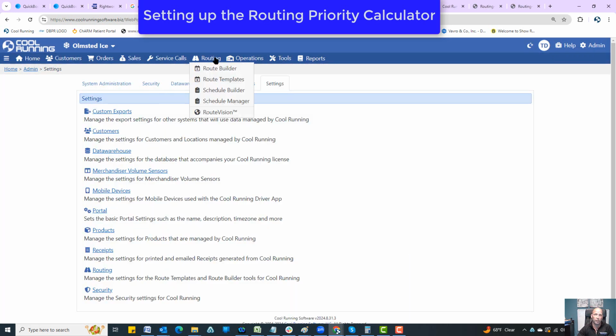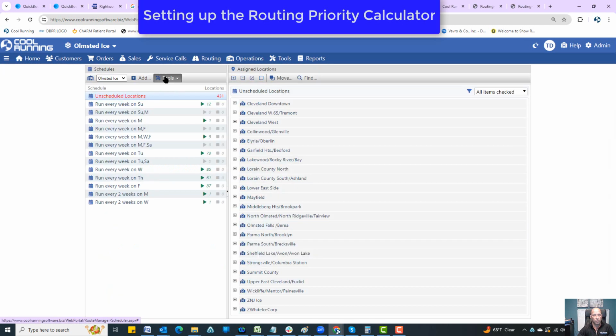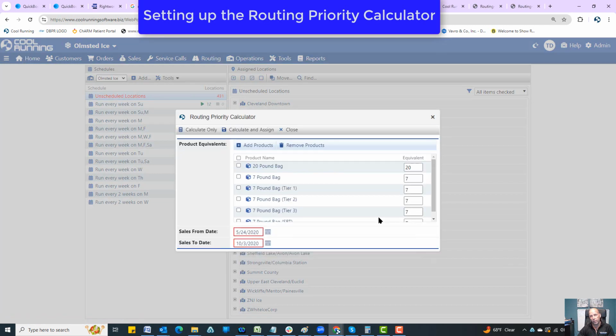So okay, now I'm going to go back in my schedule manager, and I'm going to go to tools, and I'm going to go routing priority calculator. So here's all my dates. This is way back from when I still had my company, and I'm going to do August 1st, and I'm going to go all the way to September 15th, and I'm going to calculate and assign.